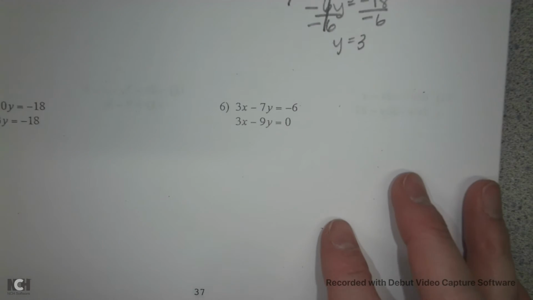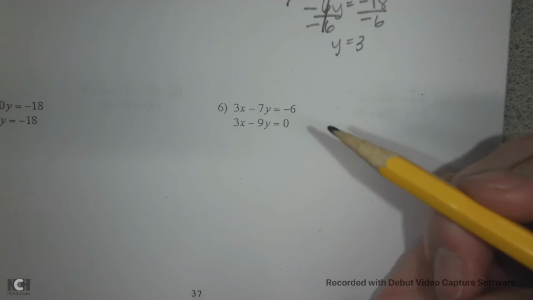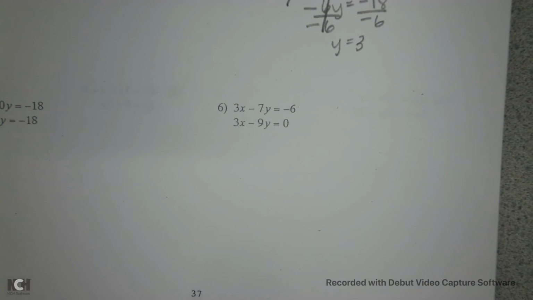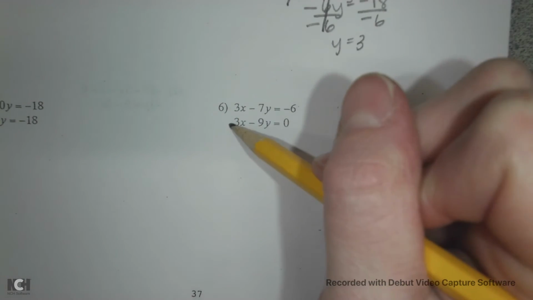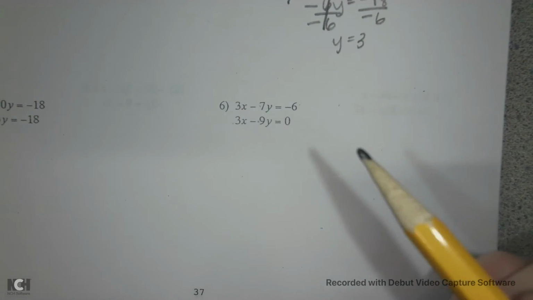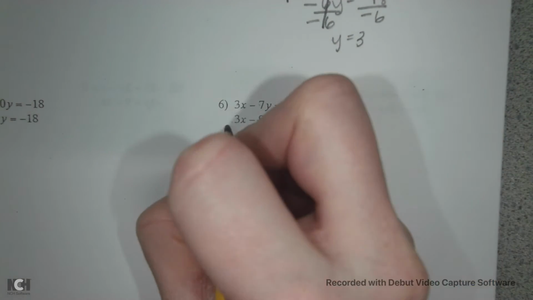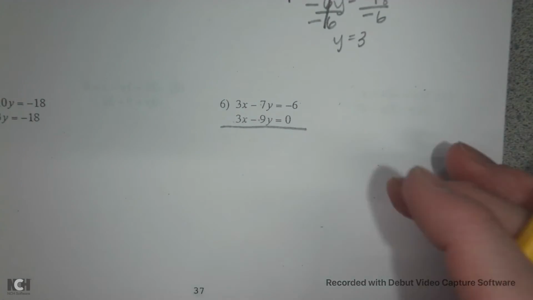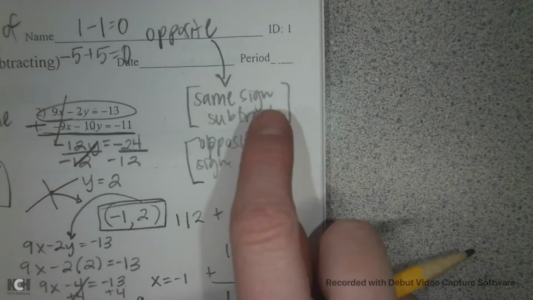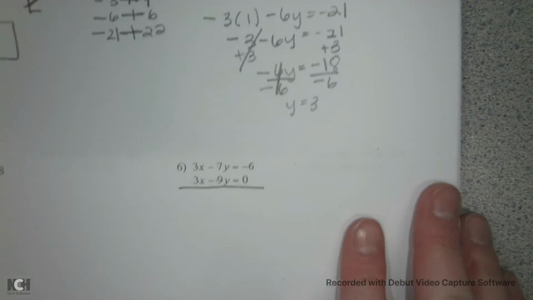Okay, let's do number 6. So we need the same number and the same letter. So I have the same number. I have 3 and 3. 7 and 9 are not the same number, and they have the same letter, the x's. So we're going to eliminate our x's. Since they are both positive, they have the same sign. So remember, same sign, subtract.